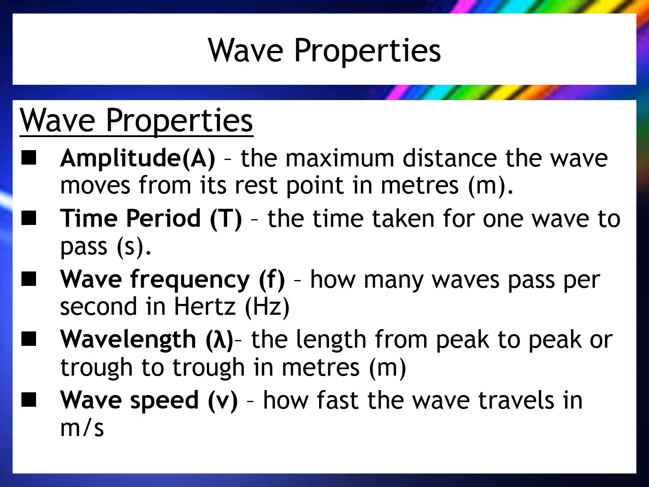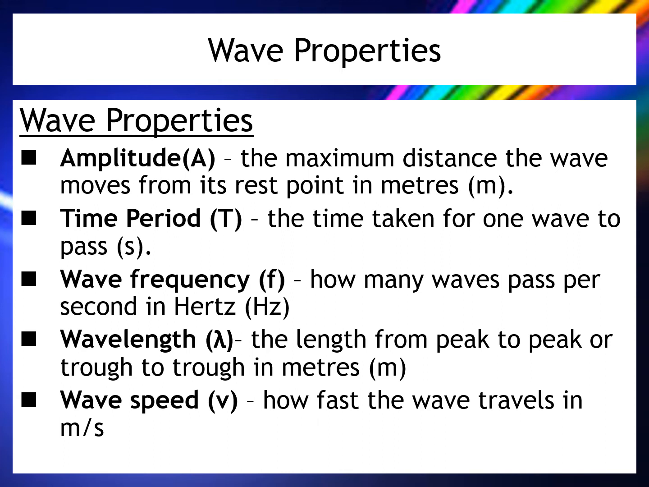So if you're imagining that you were stood on the side of a pond and you watch one wave pass by from that ripple from the stone, the amount of time it took for it to do that would be called the time period. The wave frequency f is the number of waves that pass per second, and is measured in hertz. Again, this definition is important when we start looking at questions.